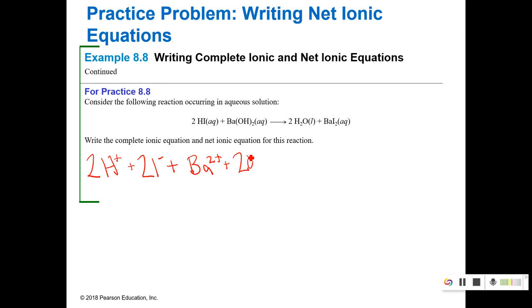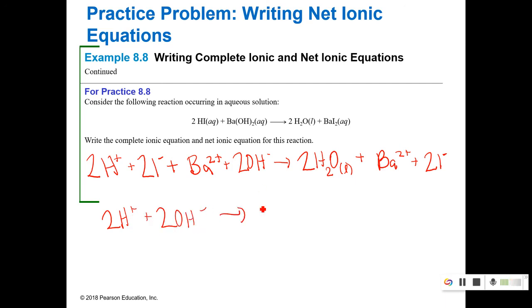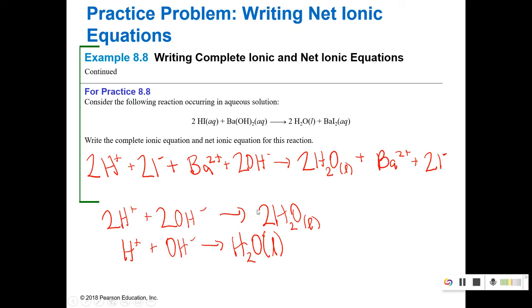1 Ba2 plus and 2 OH minus yields water. It stays together because it's a liquid here. Water cannot be aqueous, y'all. Please do not put that. All right, so that's our complete ionic. Our net ionic is 2H plus 2OH minus yields 2 waters, so that's our liquid. You could also write just H plus because everything has 2 in front of it. And that's only because all of the coefficients are the same, so normally we would reduce them.